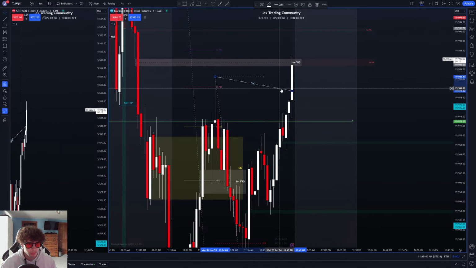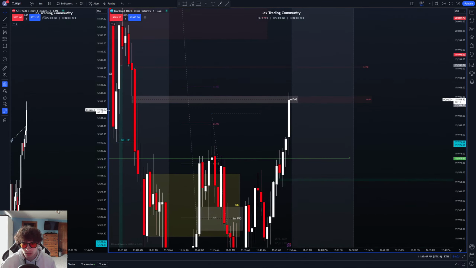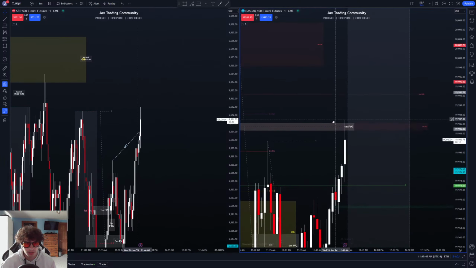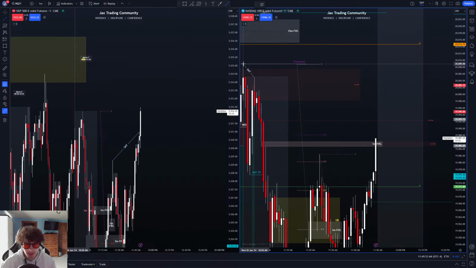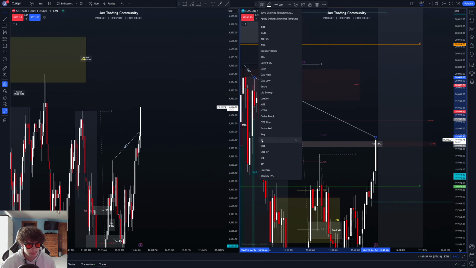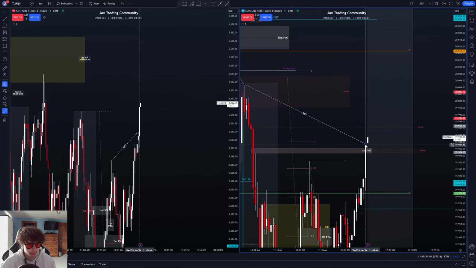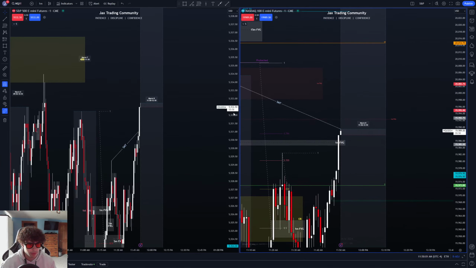All right, this SMT just got broken. We're getting a pump here. This high just now got taken. Just like what I said, if we take this high, this is probably going to be an SMT, which it is. Okay, macro hits.